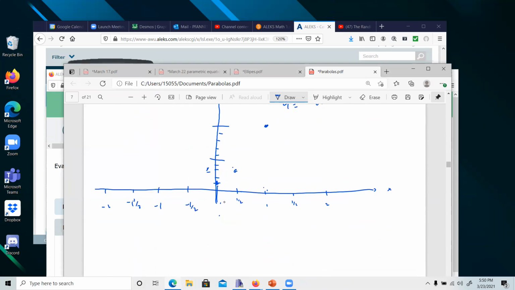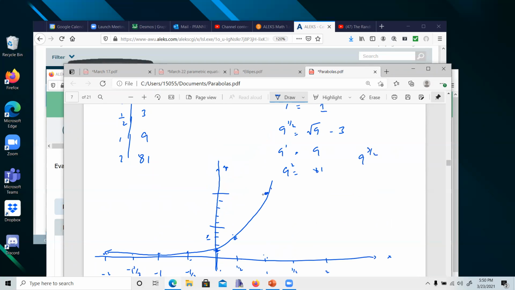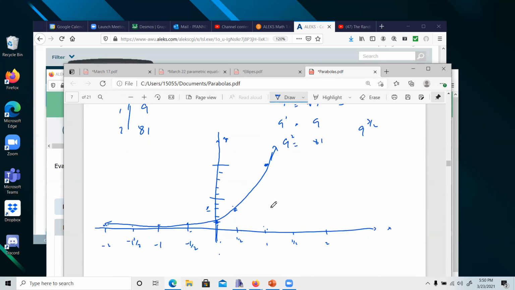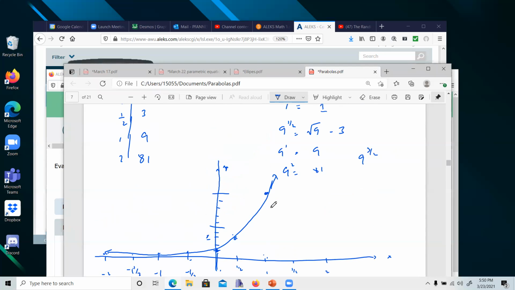All right. Remember 9 to the -1/2, that was 1/3. And then 1/9. And it's going to be 1/27, which is going to be down here. And -2 is going to be 1/81. So this graph looks something like that. It just goes up, up, and away here. Every exponential graph has this shape.